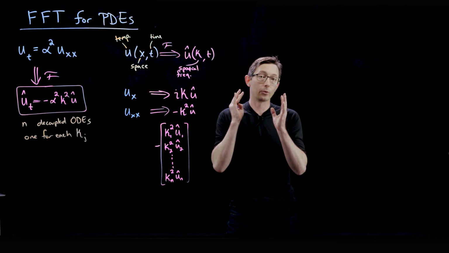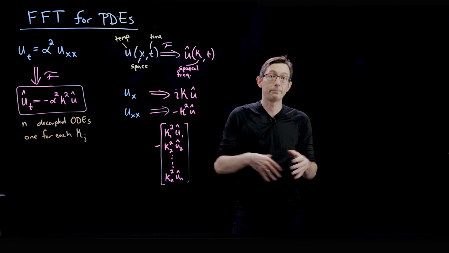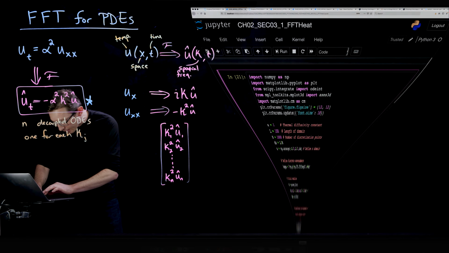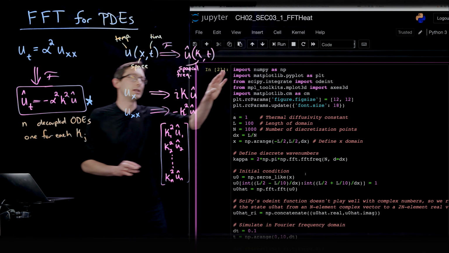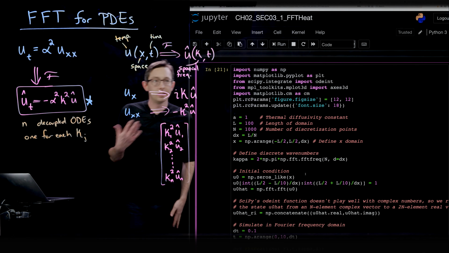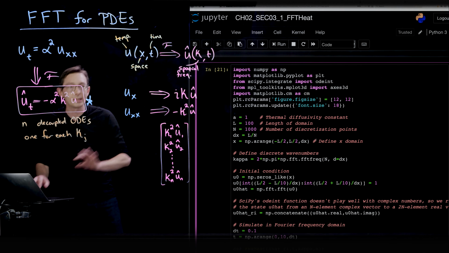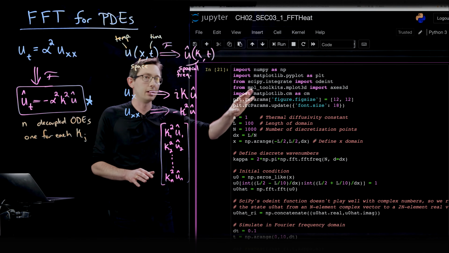And then we're going to try this out for the one-way wave equation and also for Burgers' equation. Okay, so let's start that out. All right, so here is the FFT solution to the heat equation in Python, okay?